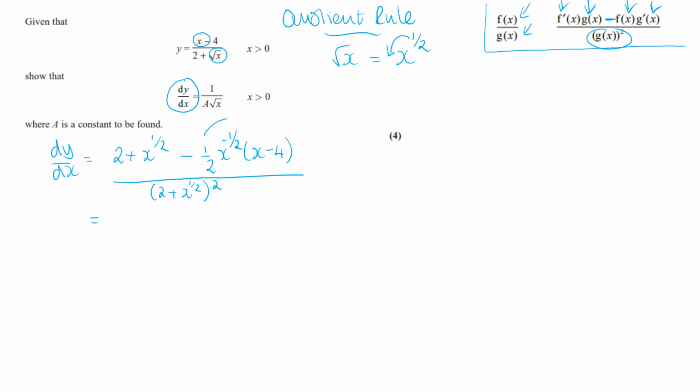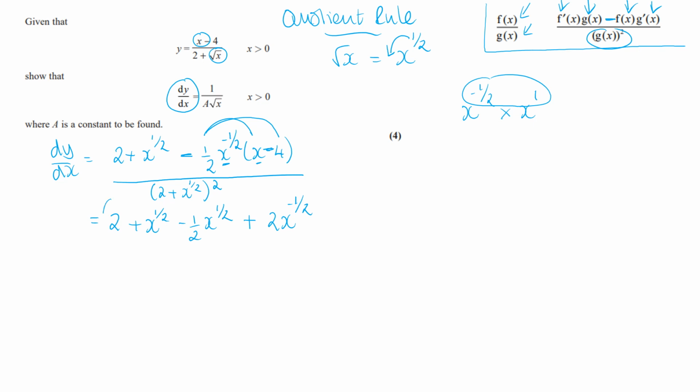Okay, so we need to multiply this term into the bracket. When I'm multiplying x to the minus a half times x, it would be x to the 1, you add the indices. So minus a half plus 1 is going to be a half. So that numerator is going to be 2 plus a whole x to the half, minus half x to the half. And then the 2 and the 4 are going to cancel. This minus and this minus is going to make a plus, and it will be 2x to the minus a half.